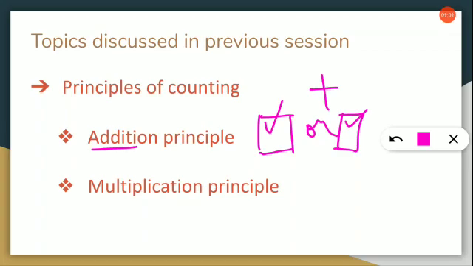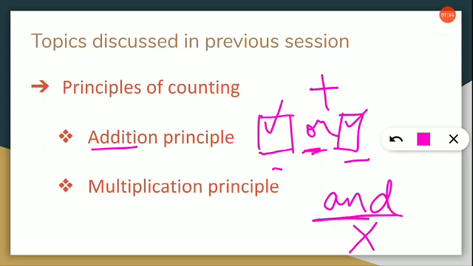Okay? And same way, when you are going to select the tiffin first and then the meal also, which is dependent on each other, we will be multiplying both the possible ways. Clear? So, if you see the word or, you have to add it. If you see the word and, you are going to multiply it. Okay? This is the base. Using this only, we are going to solve the entire exercise.